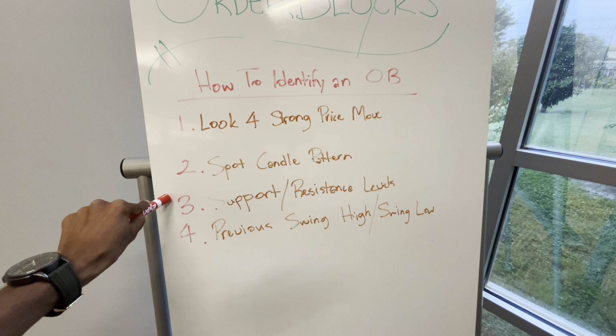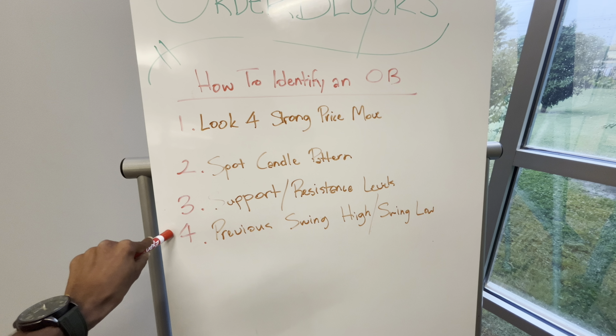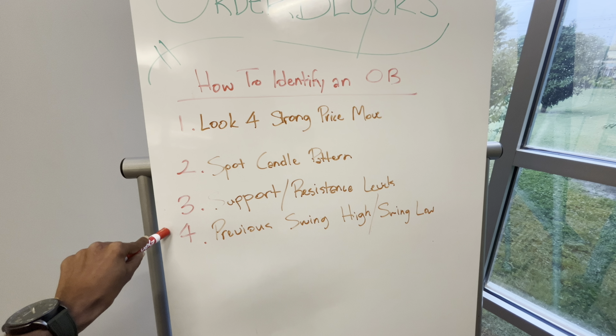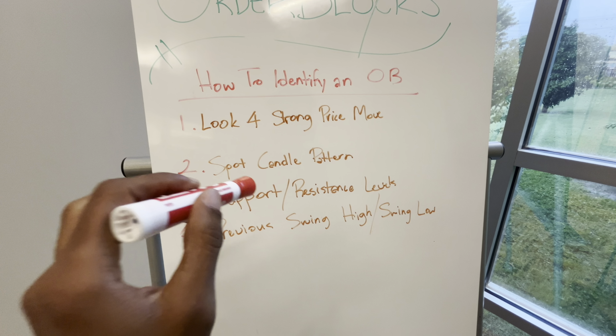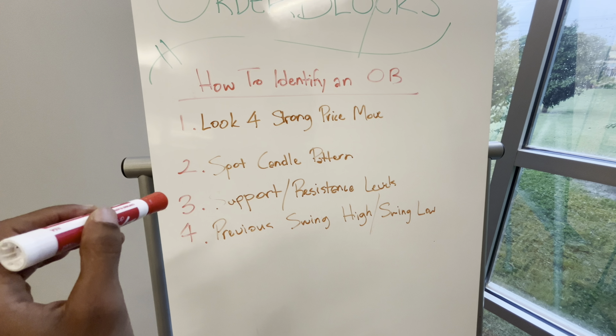For support and resistance levels, the order block typically aligns with a major support or resistance level, acting as a potential reversal or continuation zone. For previous swing highs and swing lows, these blocks often form at previous swing highs or swing lows, indicating a shift in market sentiment. Now, order blocks are crucial for understanding where large players have entered the market, as their positions tend to drive future price movements.